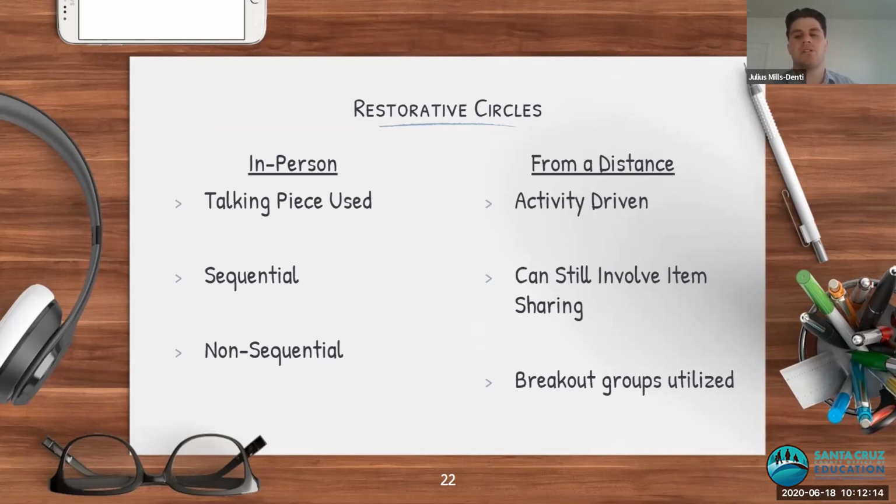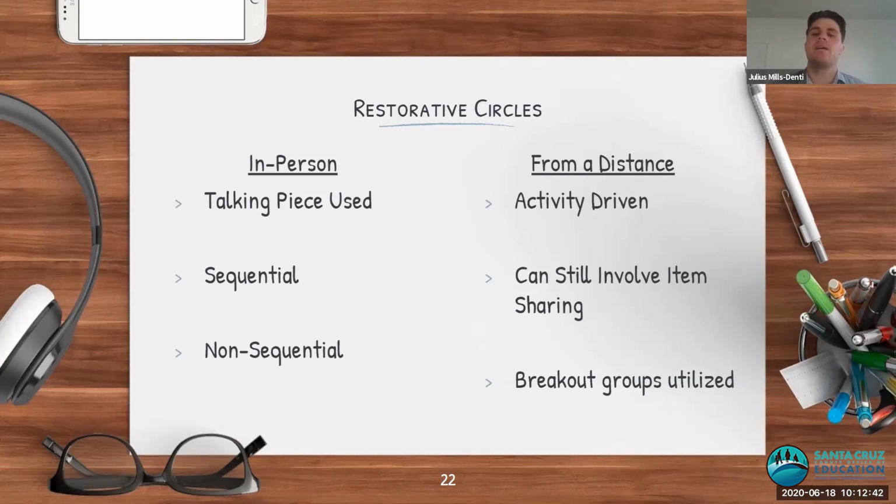So a couple differences. In person, we get to use that talking piece. Circles can be sequential or non-sequential, or even what's called a fishbowl circle. So sequential is passing the talking piece around in one direction. Non-sequential might be tossing the talking piece, moving into different directions, giving it to people who are ready to respond, and so on and so on. From a distance, our circles are more activity driven. They're more SEL oriented. They can still involve an item with their sharing.